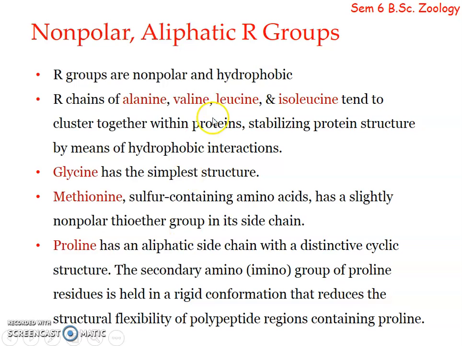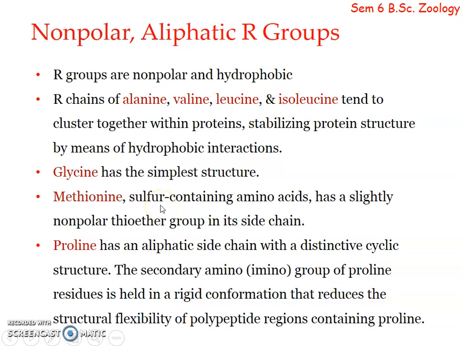Non-polar aliphatic R groups. Okay, that is when the side chain is non-polar. What is non-polar? Non-polar is actually hydrophobic in nature. Okay, and it is aliphatic. I hope you know what is aliphatic and aromatic from your chemistry classes. So the side chains here are non-polar and hydrophobic, and the major amino acids that can be listed under non-polar aliphatic groups include alanine, valine, leucine, isoleucine, glycine, methionine, and proline. Okay, we can go for a mnemonic like GAVLIP, fine, and methionine.